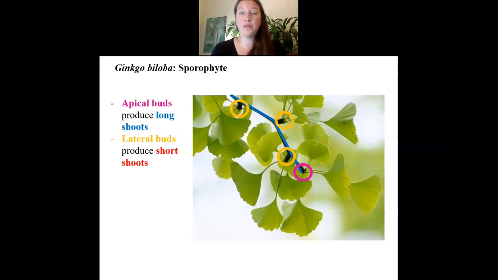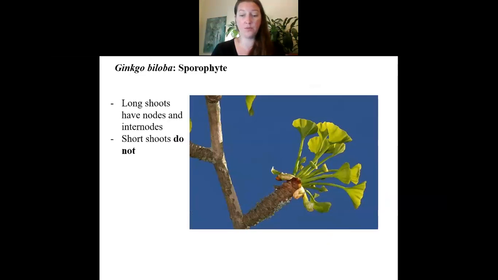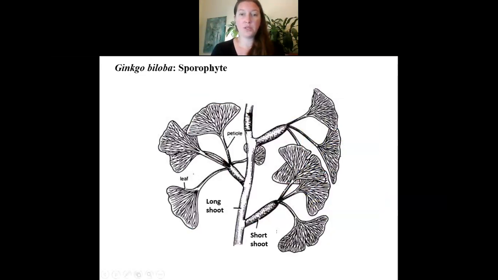The lateral buds, or remember we had axillary buds, but the lateral buds are going to produce what are called the short shoots. And so those here are in red. Long shoots are blue, short shoots are in red. Here's another way to look at it. Right, long shoot is the thing in the middle. Short shoots are coming off to the side. And notice that the leaves emerge from the short shoots, and the short shoots emerge from the long shoots.